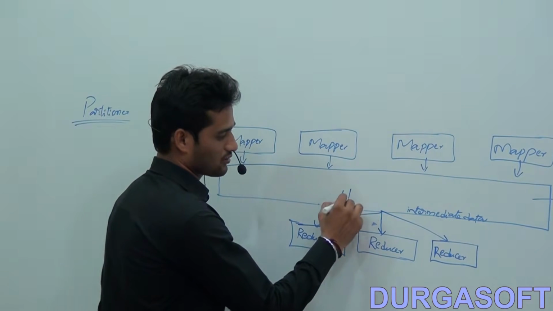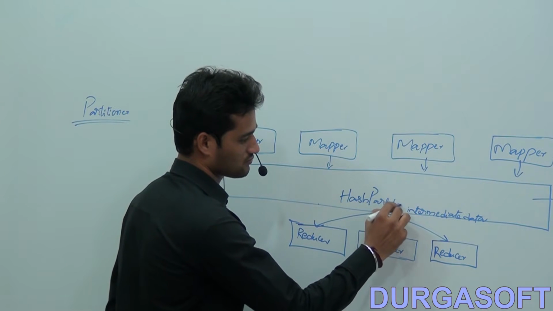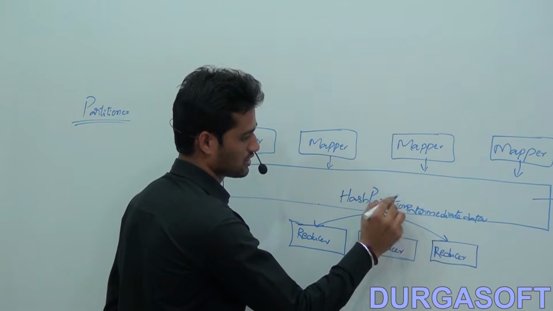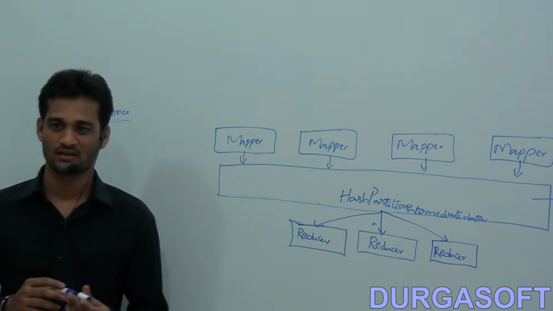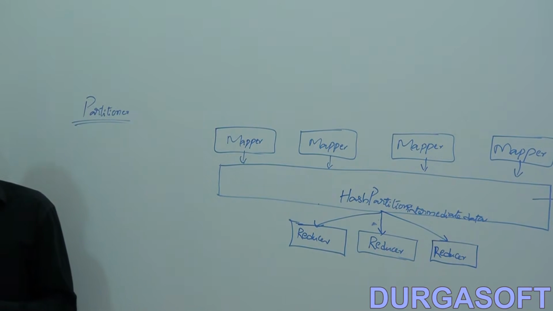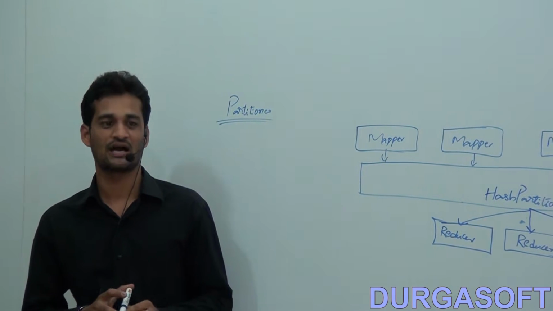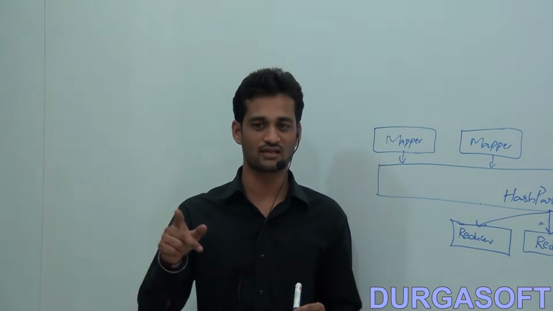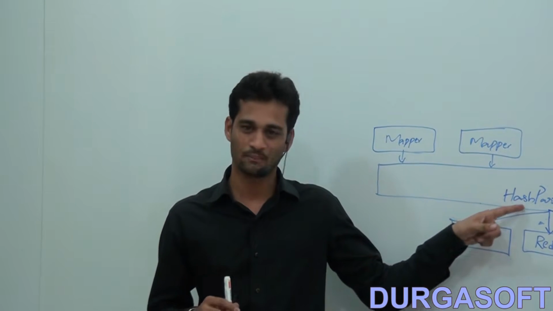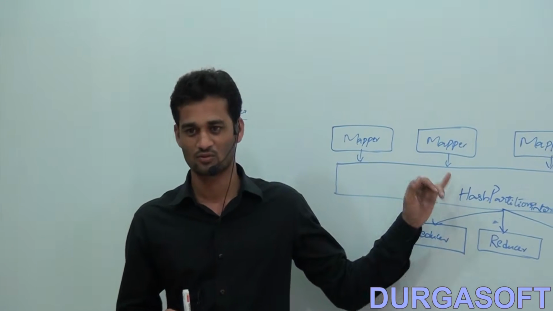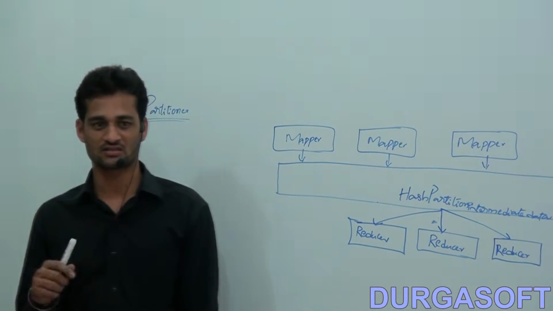Here you have one default class, the hash partitioner. What is your default mapper class? Identity mapper. What is your default reducer class? Identity reducer. Identity mapper and identity reducer are the default mapper and reducer classes. Here also one more default class is there: the hash partitioner, which is the default partitioner class.